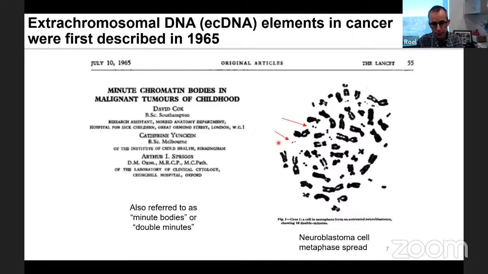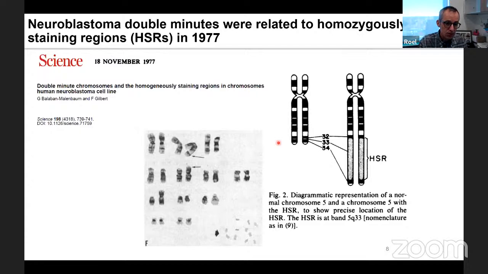A little bit more than a decade later, double minutes in neuroblastoma were related to homogeneously staining regions. And this is miscalling it homozygously staining regions. So it was in this paper and work by Fred Alt and Bob Schimke and others that it was shown that the ecDNAs consisted of the same type of sequence that was making up the HSR sequence. So there was a correlation.